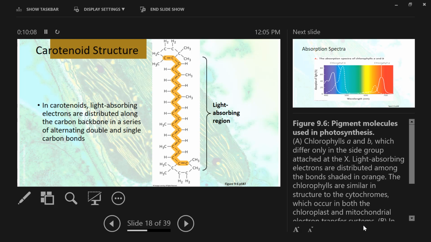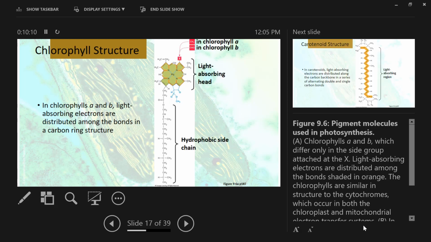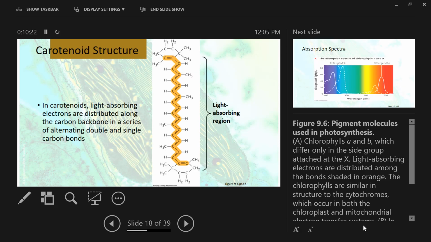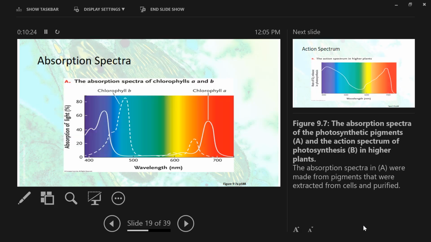Okay, if you're wondering, like, do we need to be able to do these? The answer is no. I just want to show you that they're just molecules. These pigments, I mean, they're cool molecules, but they're nothing like crazy. They're not like some complex molecular machine.